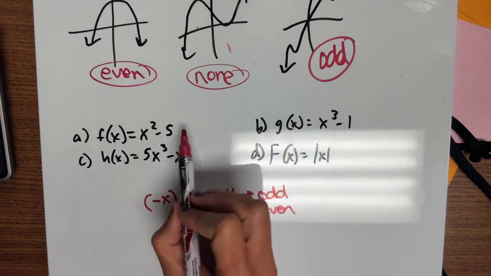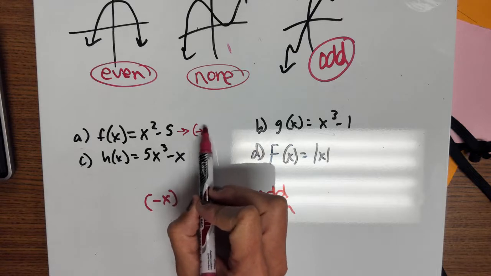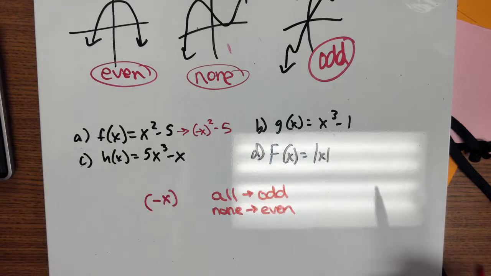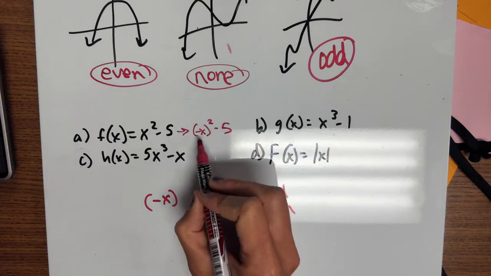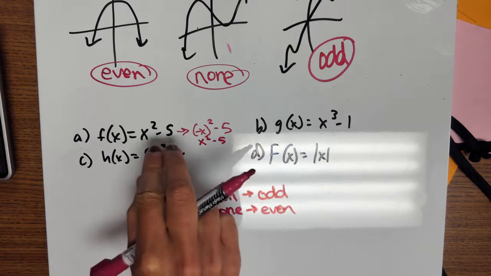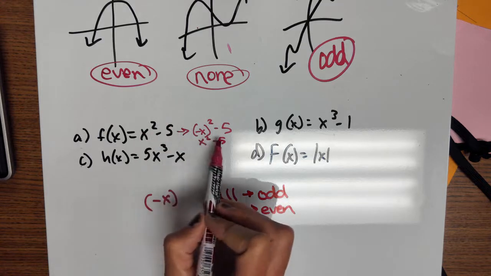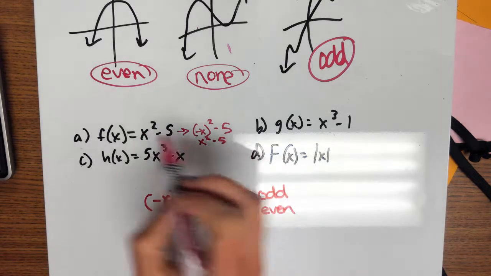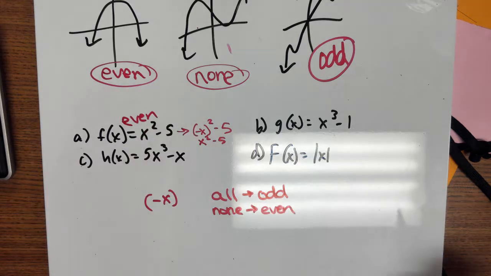So now for A, we're going to take a negative x and plug it in wherever I see an x. Negative x squared becomes positive x squared. This is my equation that I'm going to compare to the original. None of my signs changed, which makes this an even function.